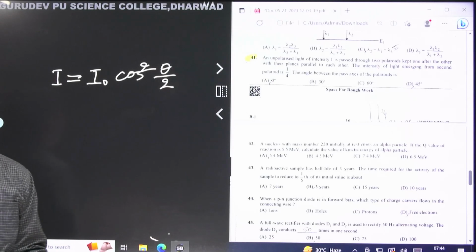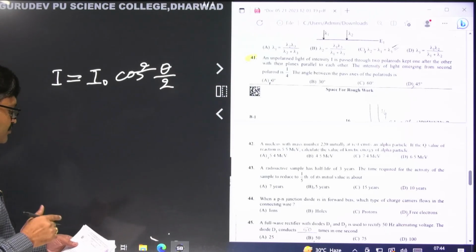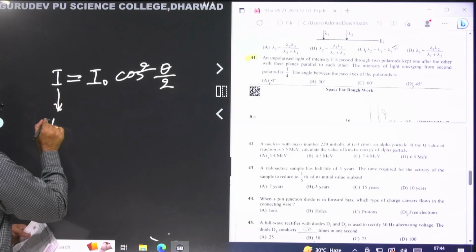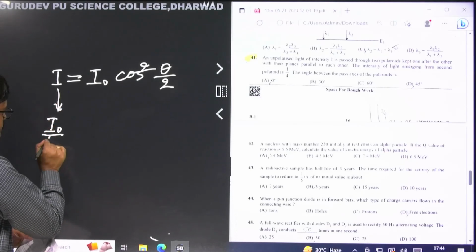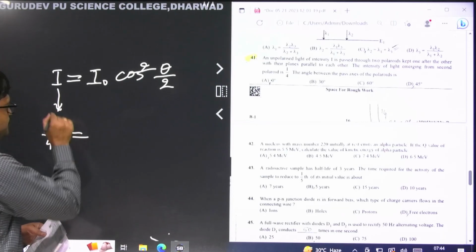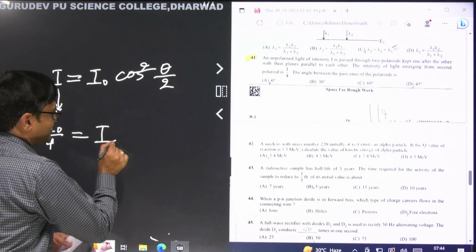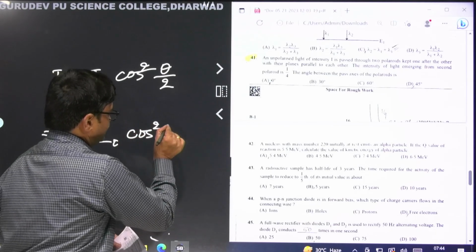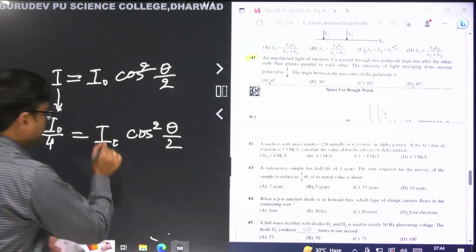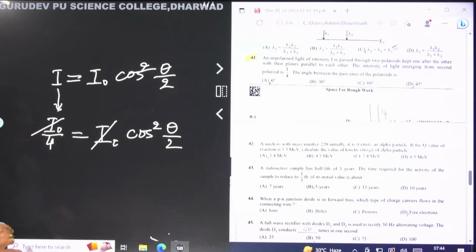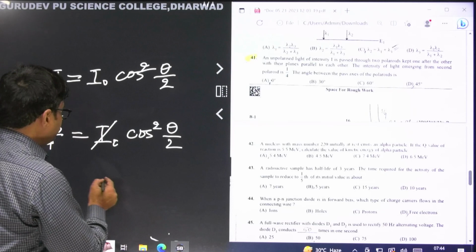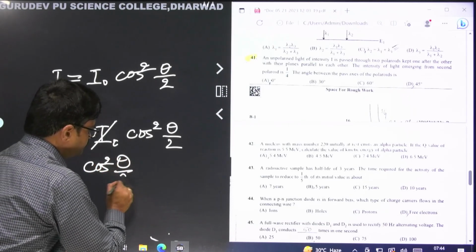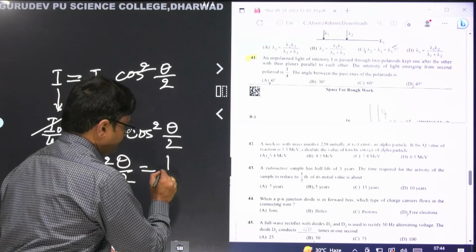So this is Malus law, right? Over here, as you can notice, they have given the I value. I value has been given to us as I naught by 4. So if you substitute that here, then I'll be obtaining it as what? I naught cos square theta by 2. So we can cancel off this I naught on either side. Accordingly, we will be obtaining cos square theta by 2 is equal to 1 by 4.